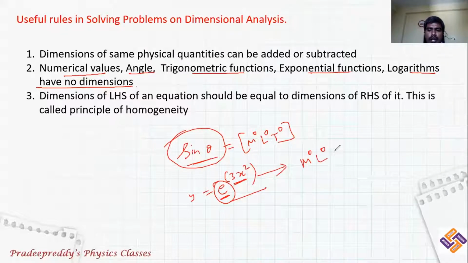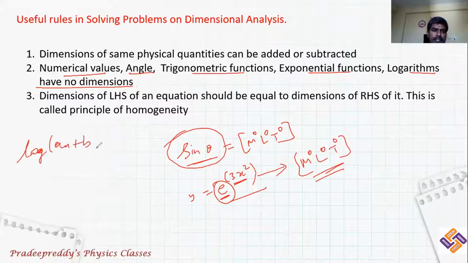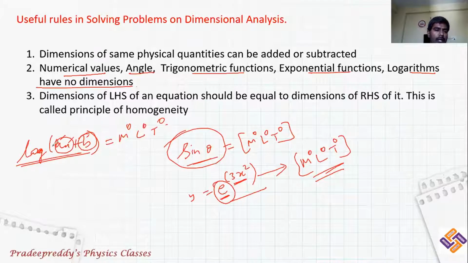M power 0, L power 0, T power 0. Similarly, logarithmic functions, log of ax plus b. This is totally a quantity. Now it has no dimensions. M power 0, L power 0, T power 0. B has dimensions, ax has dimensions, but remember, log as a whole will not have any dimensions. B can have dimensions, x can have dimensions, but as a whole, inside the logarithm, it does not have any dimensions. Okay, so this is number 2.